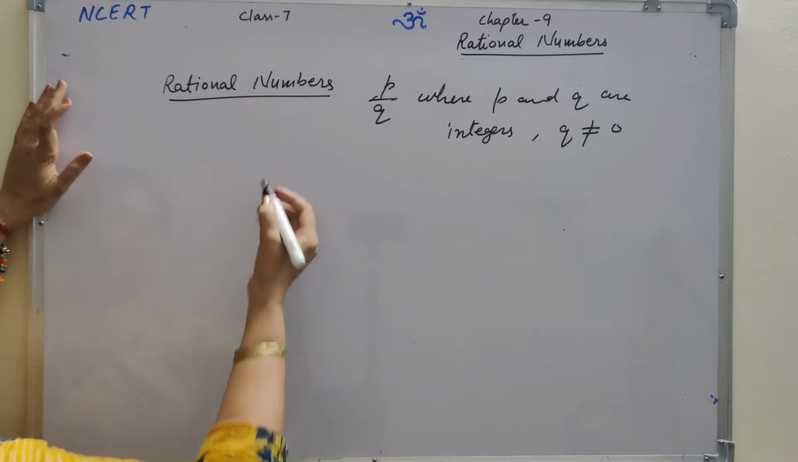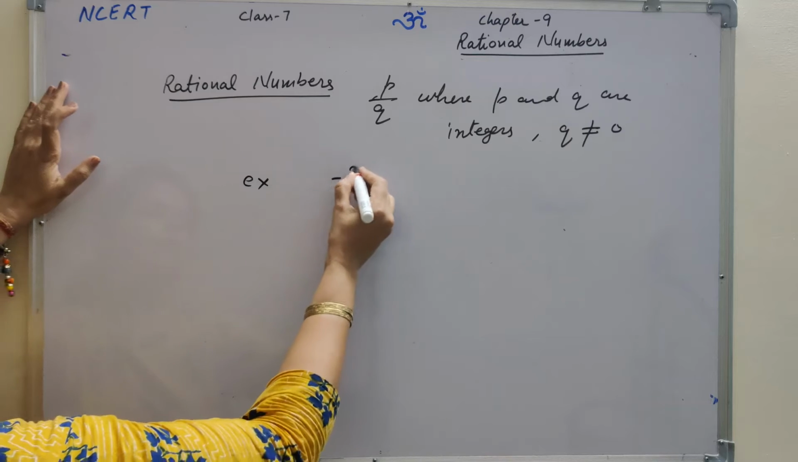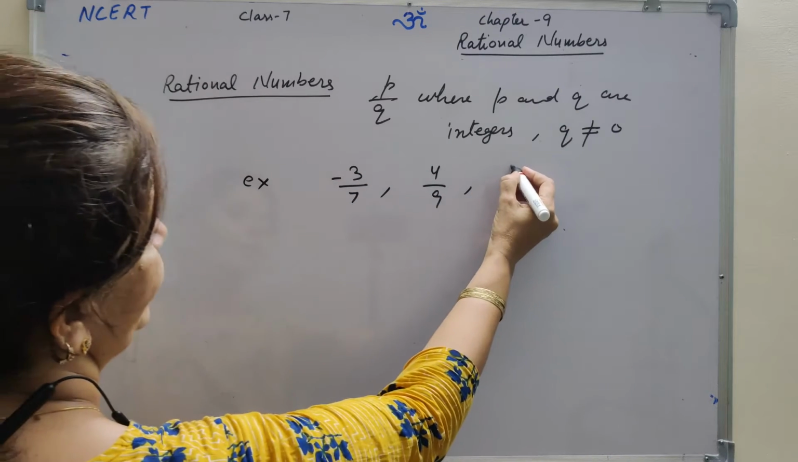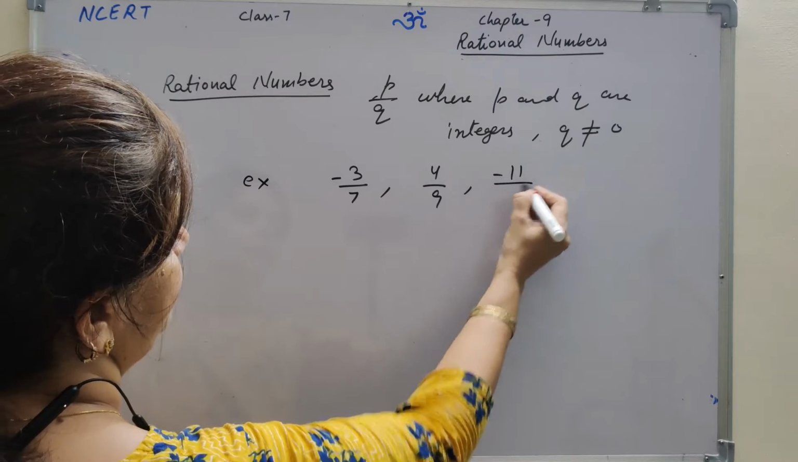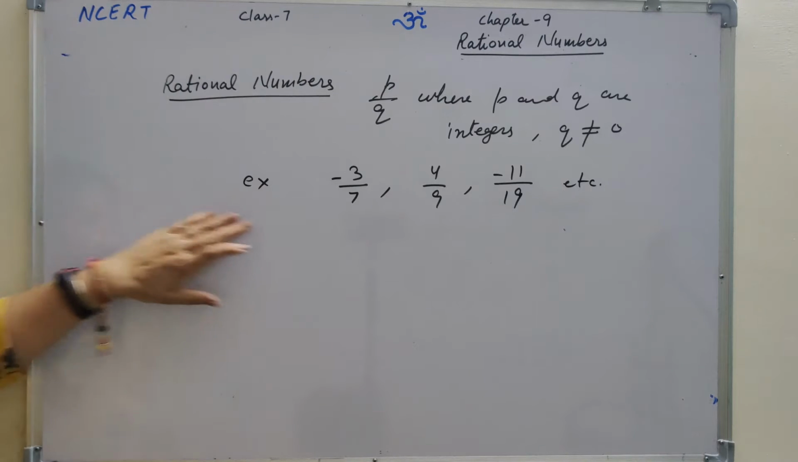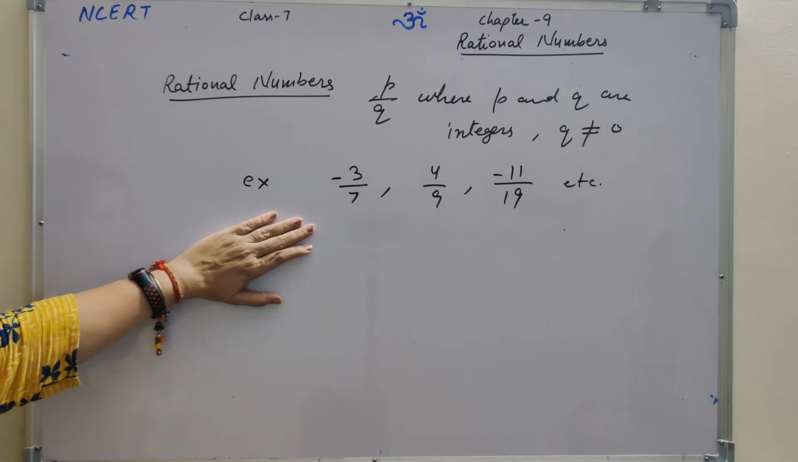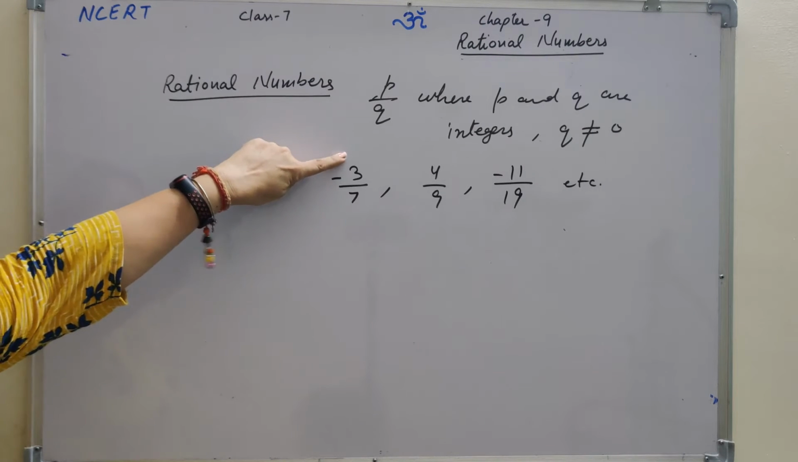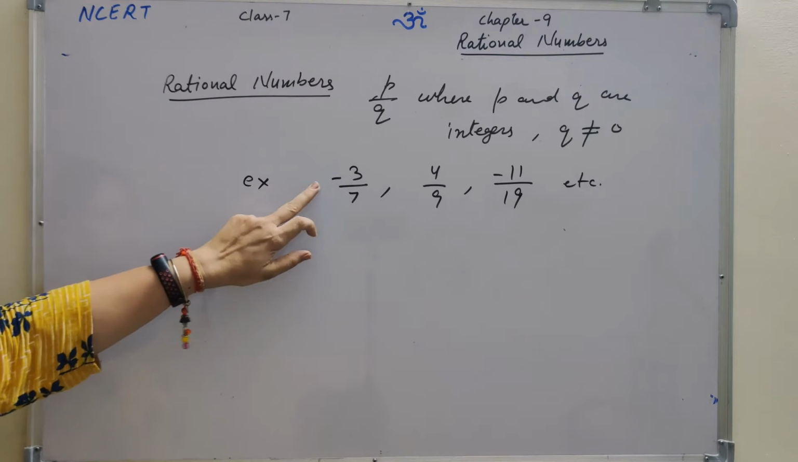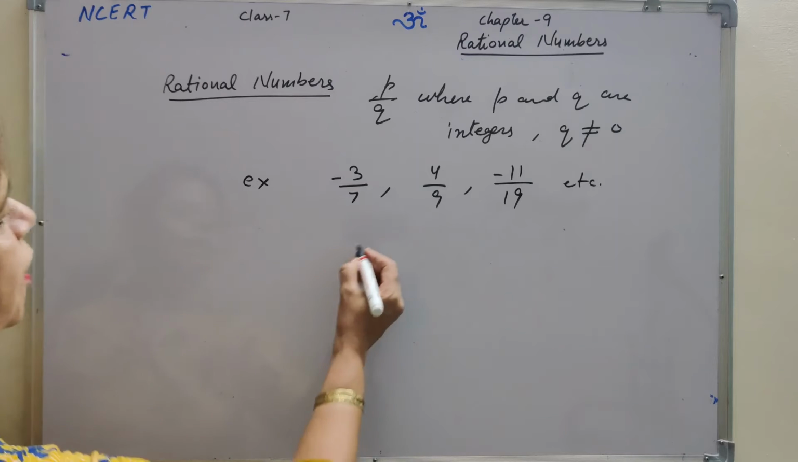They are rational numbers. Example, minus 3 by 7, 4 by 9, minus 11 by 19, etc. All these are rational numbers. In a rational number you have p, which is the numerator, and q, which is the denominator. Rational numbers can be negative and can be positive.